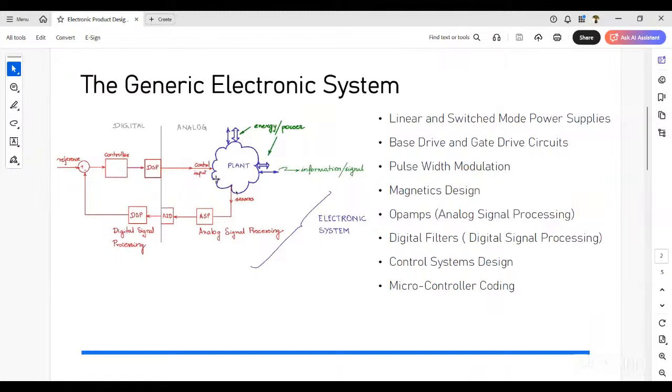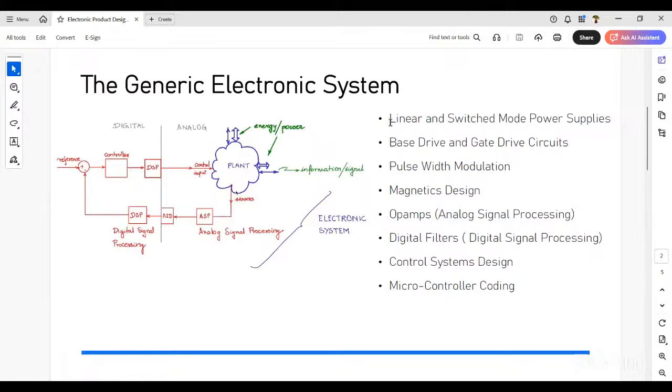This is the plant, the system that we want to control. It can be a DC motor, any of your loads. It can be an AC load, DC load, a battery, anything. So this is your generic electronic system.